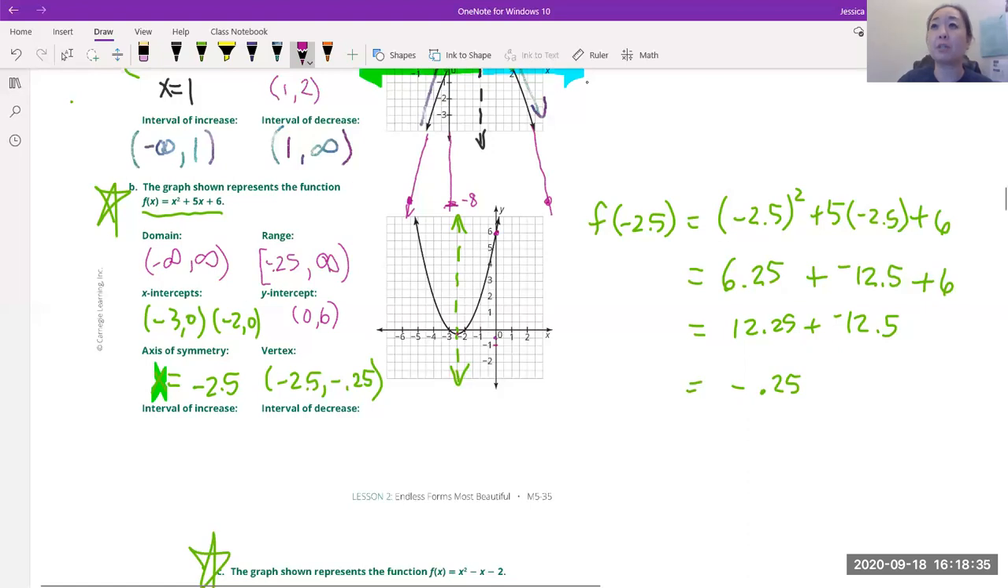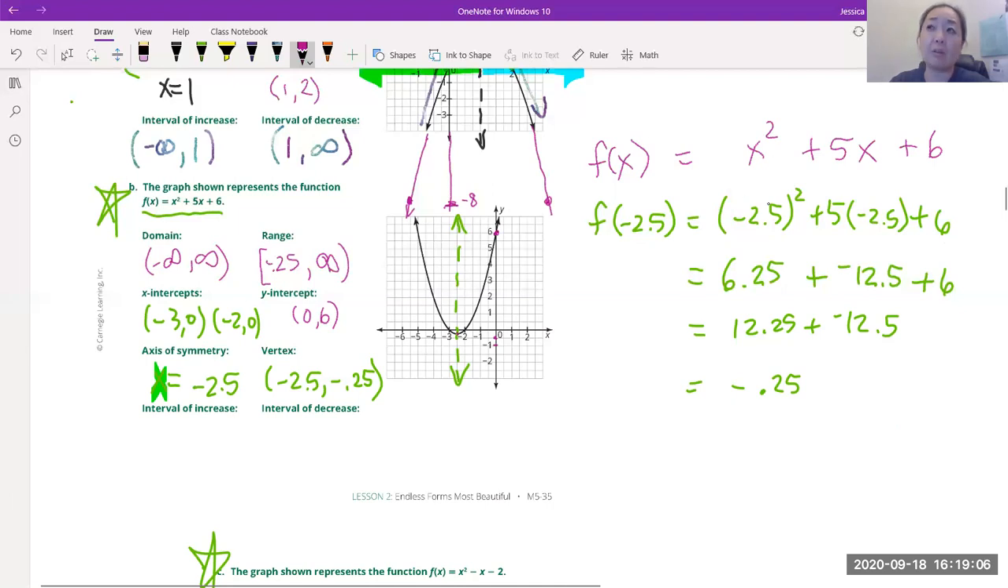So remember, this function was f(x) = x squared plus 5x plus 6. I'm just copying this down from over here. I am not randomly writing numbers down. Some people think that, but no, this is quite the opposite. And right here, instead of x, we're putting in the -2.5. So there's my x squared, -2.5 squared, plus 5 times -2.5, plus 6.